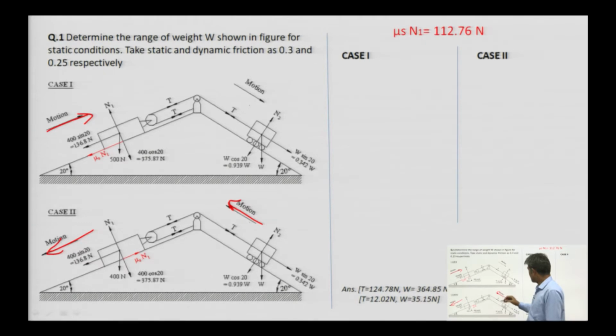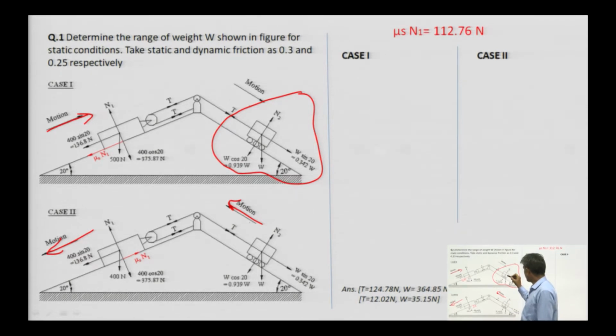We need to find the range of W. We need to find the value of W for the impending condition in case 1, and the value of W for the impending condition in case 2. In case 1, first of all we will consider the free body diagram of this trolley weight.